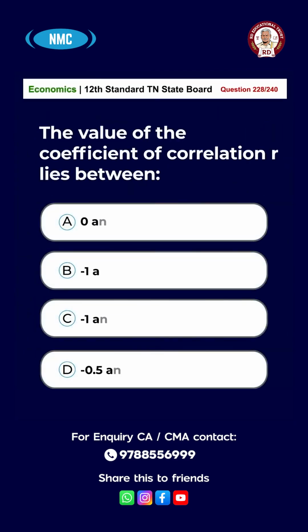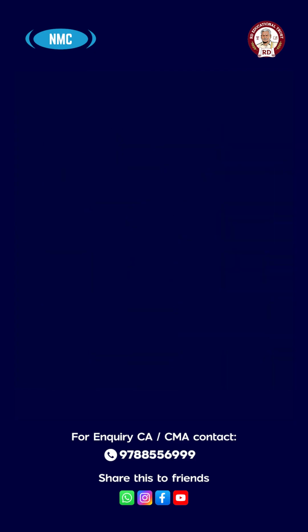Question number 228. The value of the coefficient of correlation r lies between A. 0 and 1. B. minus 1 and 0. C. plus 1 and minus 1. D. minus 0.5 and plus 0.5. The answer is option C, minus 1 and plus 1.